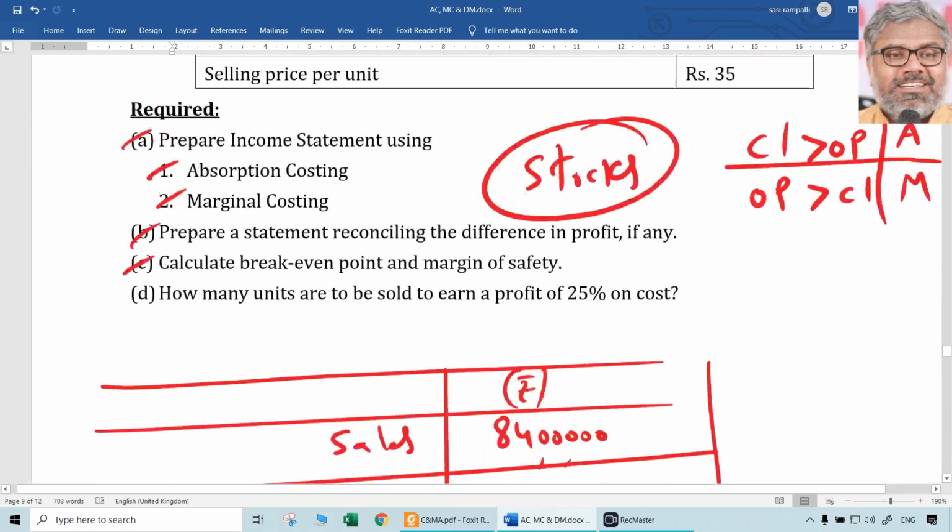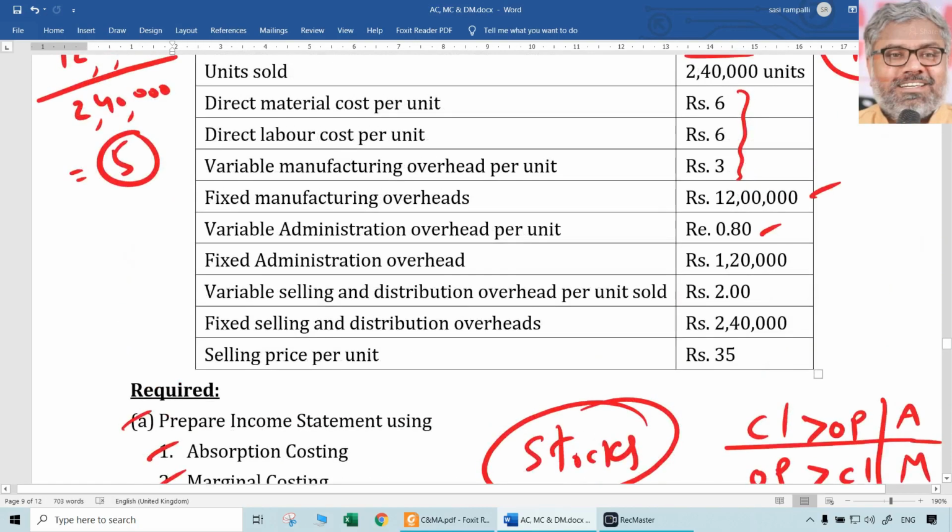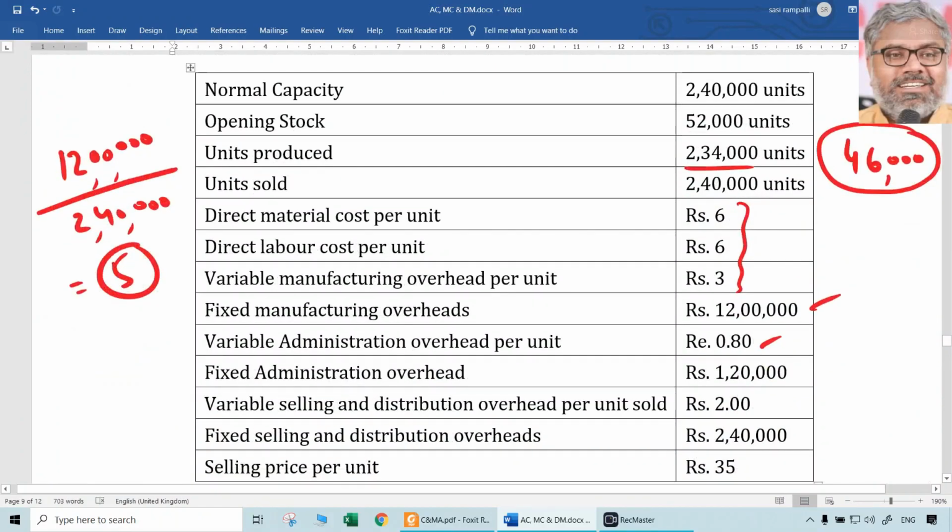And the other questions I think you can solve directly. Break-even point and margin of safety, how can you find them out? Break-even point is simply fixed cost divided by contribution per unit. Margin of safety is nothing but total sales minus break-even sales, which you can find out from the data. How many units to be sold to earn a profit of 25% on cost? That also you can do using the data that is available on the basis of actuals.